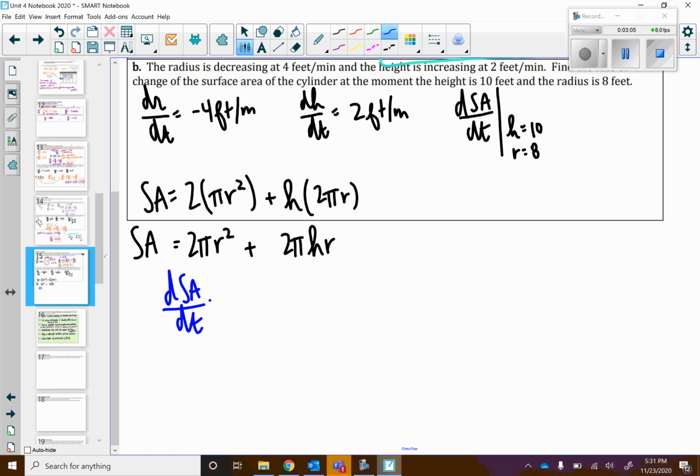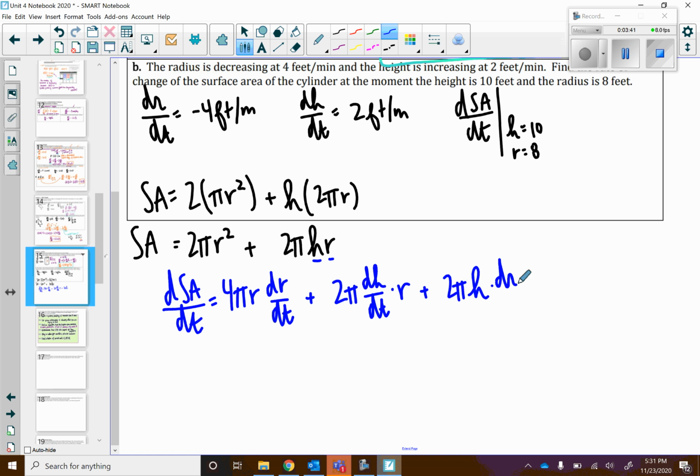So dSA/dt, the derivative of surface area with respect to time. For this first one, it's an easy derivative. There's only one variable, so we take that 2, bring it out front: 4 pi r dr/dt. For the second one, we do have a product rule. So I'm going to take the derivative of the first, the derivative of h, so 2 pi dh/dt times r, the second, plus the first, keeping that 2 pi there, that's h times the derivative of the second, dr/dt.